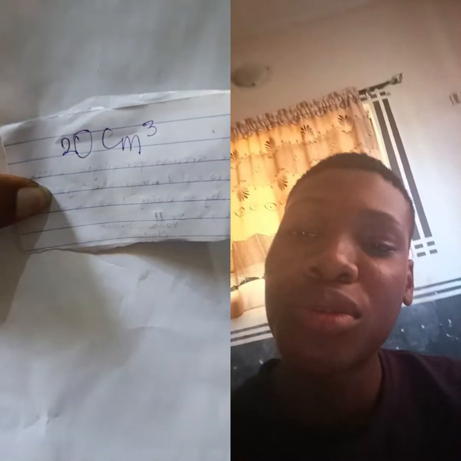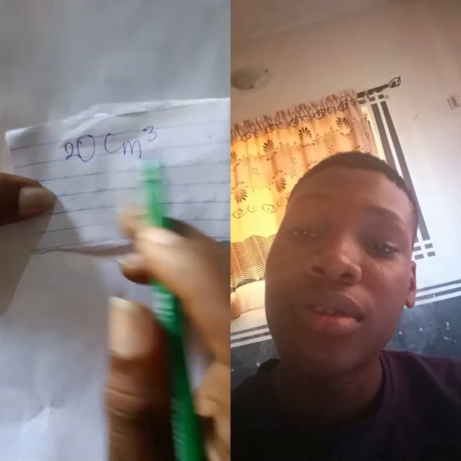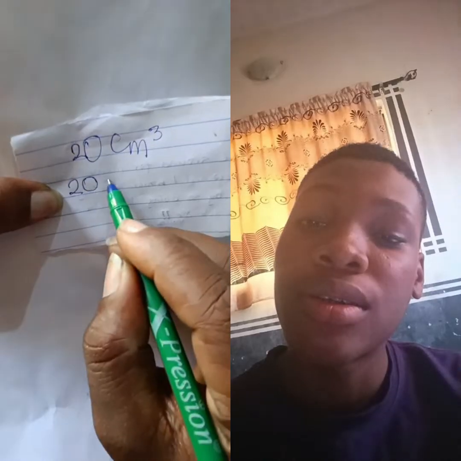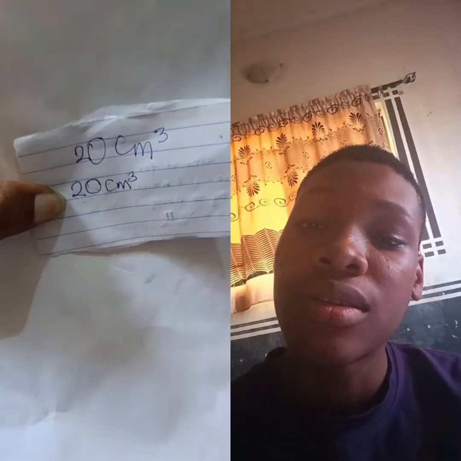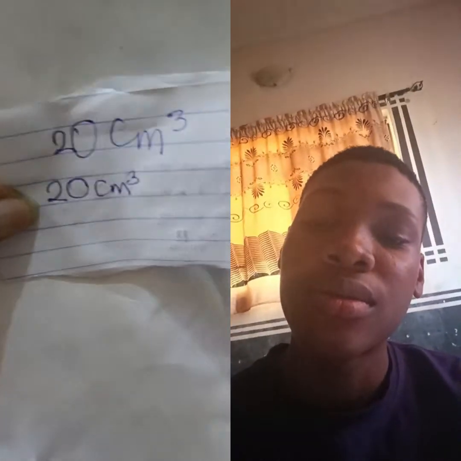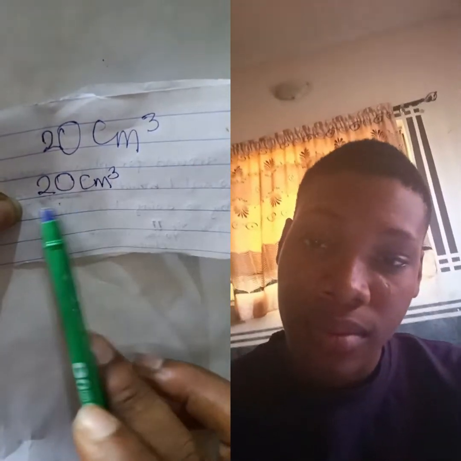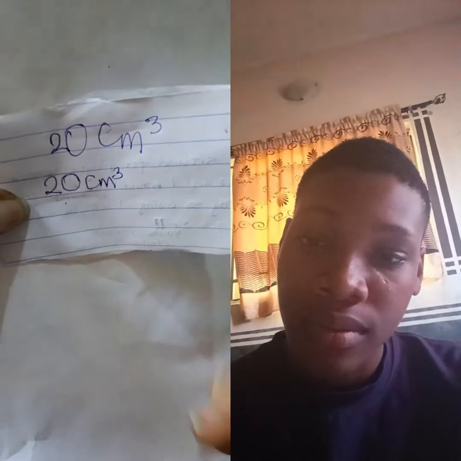Yes, I'm saying two only. Two. I wrote 20. Let me write it again. Volume of a gas is 20 centimeter cube. Have you seen it? Yeah, I'm seeing it now. Good. Let us say the temperature of the gas that has this volume.